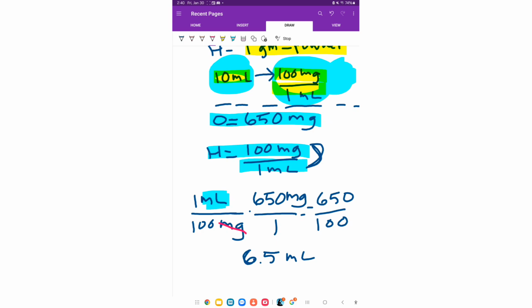And we want to cross cancel milligrams with what we want. So right here, we're cross canceling that. We're going to get 650 over 100, which equals 6.5 milliliters.